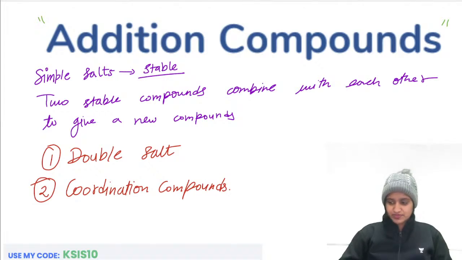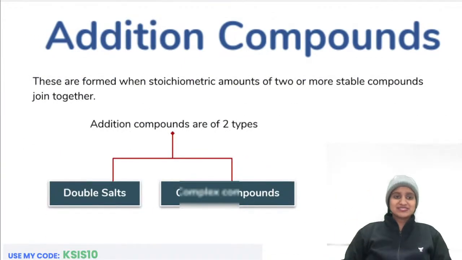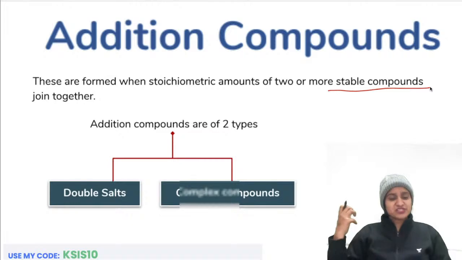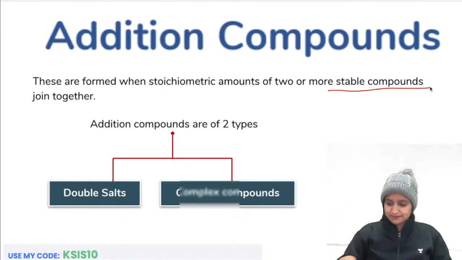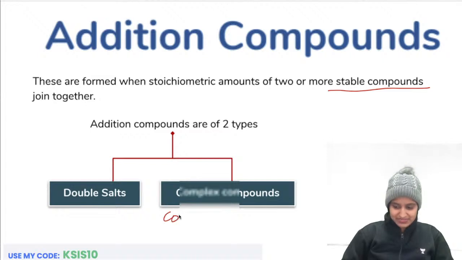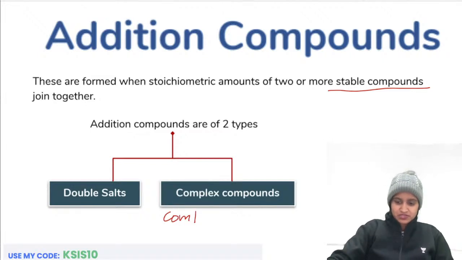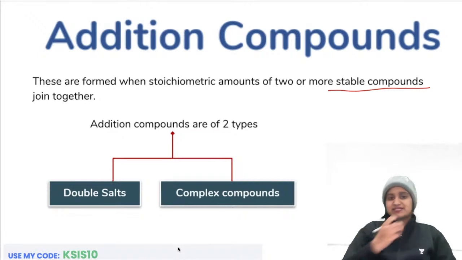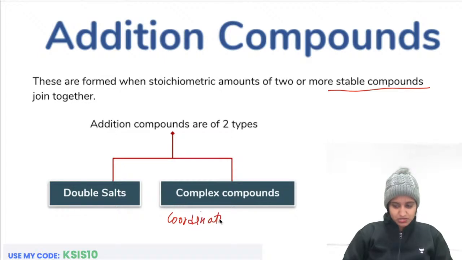Okay, let's move on to the next slide. Here you can see addition compounds are formed when stoichiometric amounts of two or more stable compounds join together. I told you already, when two stable compounds combine with each other, they are called addition compounds. And we know that addition compounds are of two types, double salts and complex compounds, or you can simply say coordination compounds, one and the same thing.